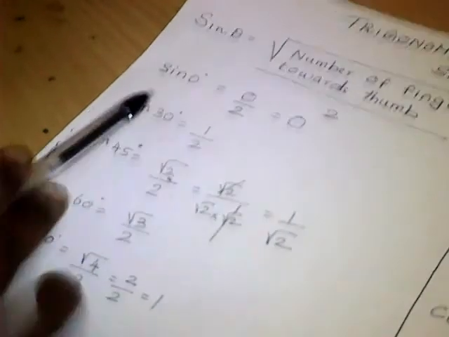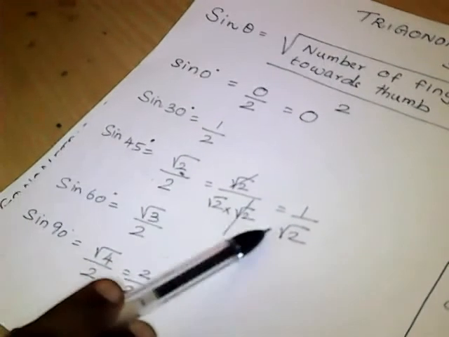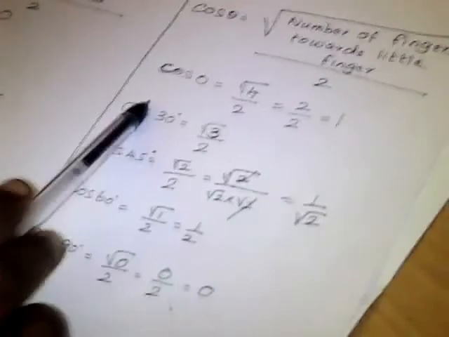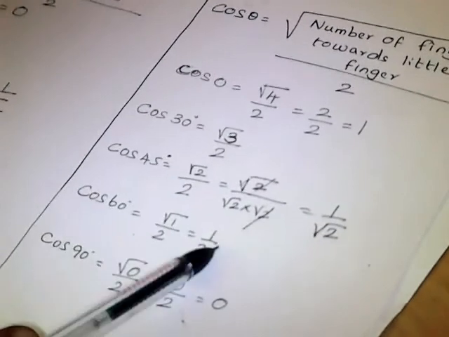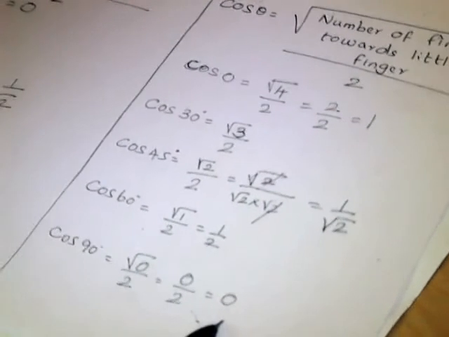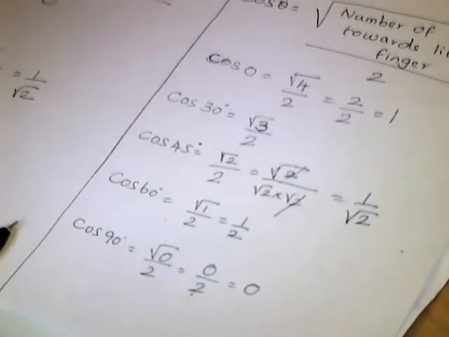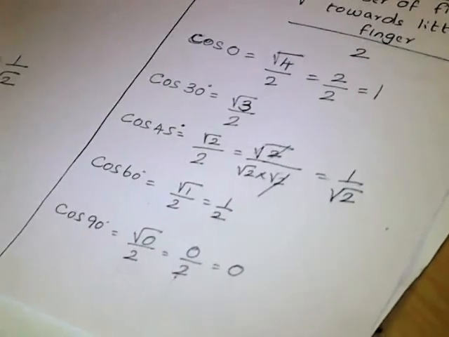So you can calculate the trigonometric ratios: sin 0 is 0, sin 30 is 1 by 2, sin 45 is 1 by root 2, sin 60 is root 3 by 2, sin 90 is 1. Similarly, cos also you can calculate. Cos 0 is 1, cos 30 is root 3 by 2, cos 45 is 1 by root 2, cos 60 is 1 by 2, and cos 90 is 0. So these two basic ratios, if you are remembering, you can easily calculate tan, cosecant, secant, then cot. I will explain to you how to calculate that.